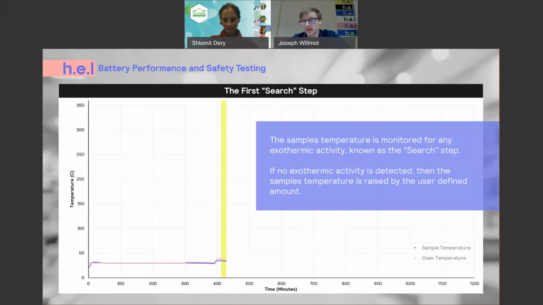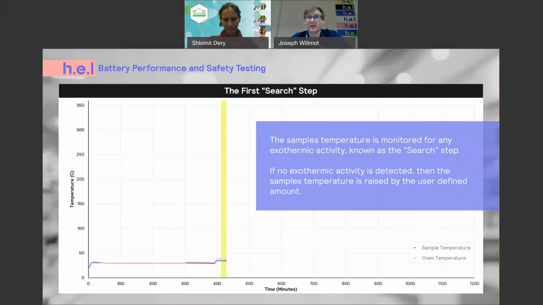This is when the adiabatic calorimeter starts monitoring the sample temperature itself to see whether it's undergoing any exothermic activity. If the exothermic activity is above the user-defined limit, then the adiabatic calorimeter will track that increase in sample temperature and increase the oven temperature to, again, eliminate any increased heat losses at the increased temperature that the sample is now at.